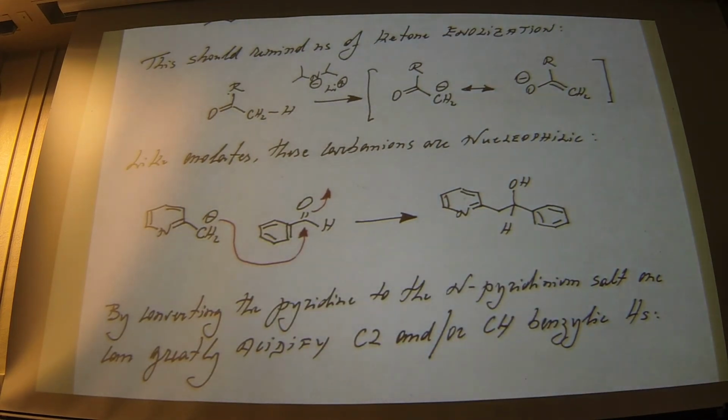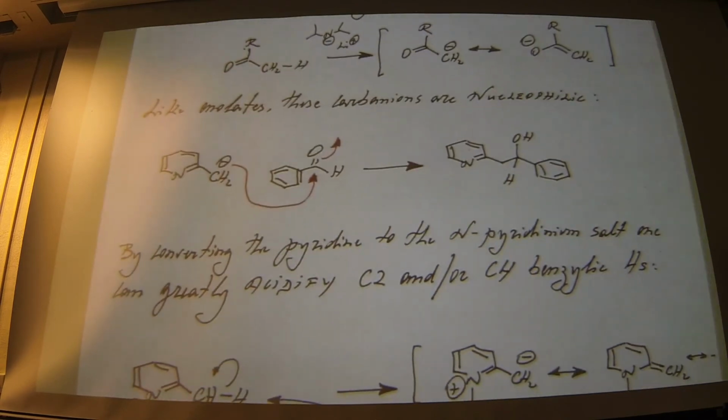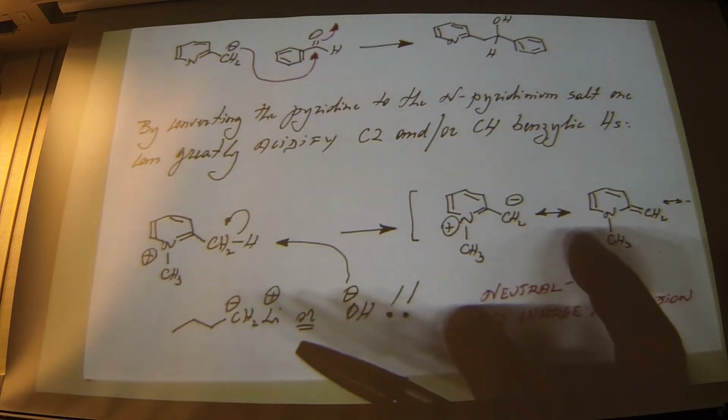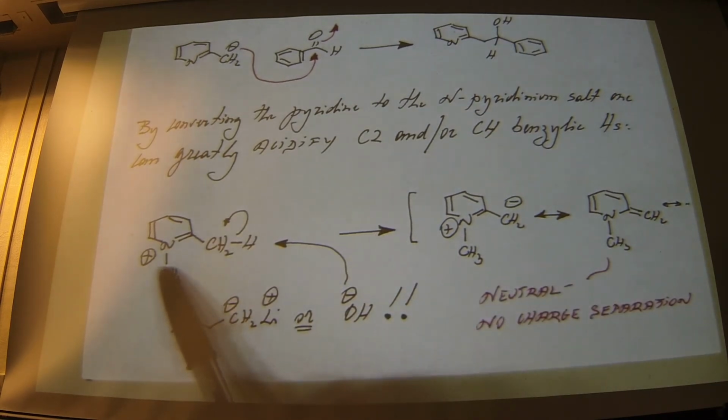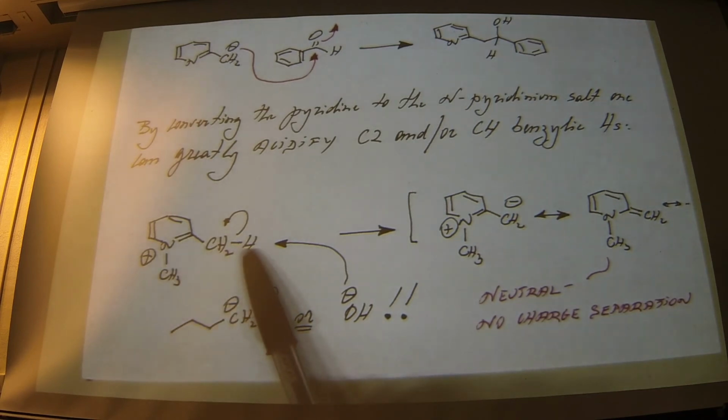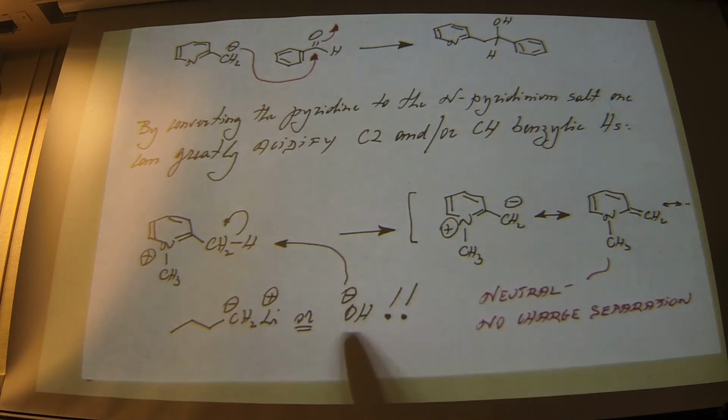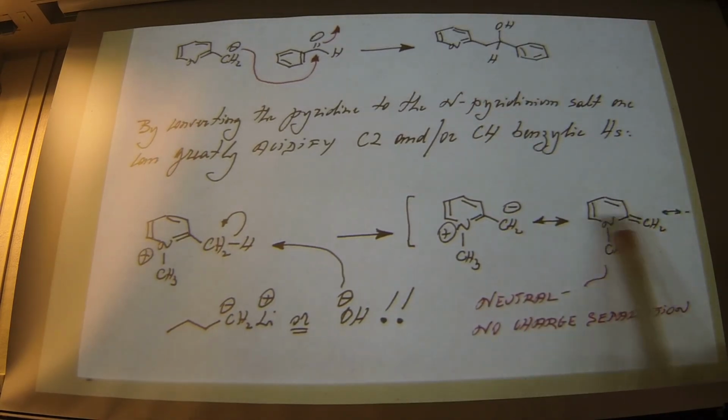And the interesting thing, of course, is that if I convert this to the pyridinium ion, now the acidity of that proton has gone way, way up, by more than 1 million times. And so now I can pull that proton off with hydroxide. And the reason for that is because the enolate structure is actually neutral now. So once I pull that proton off, I end up with a neutral species.